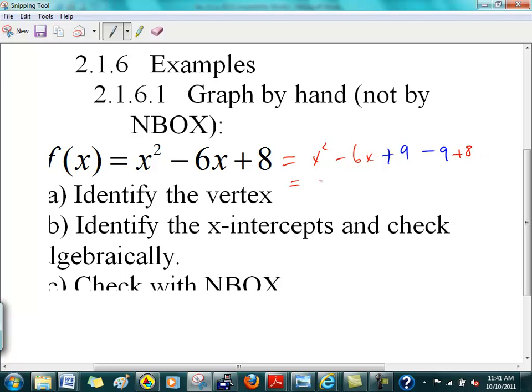Okay? But remember, you still have the plus 8 there. So then this becomes x, and I'm going to skip a step here, okay? Guys, follow with me. Is everybody okay on that? Yes? So now, where's the vertex at? 3, negative 1. Good job.